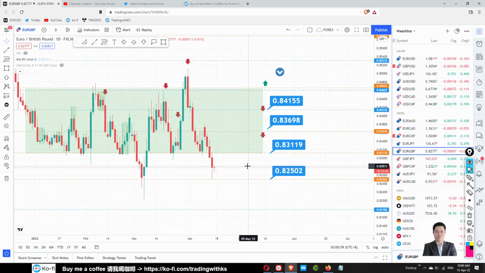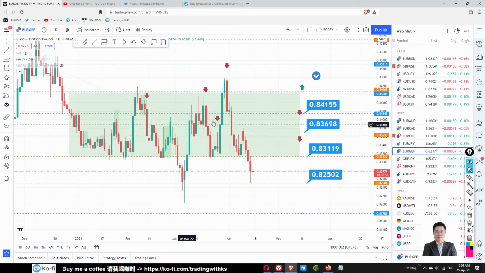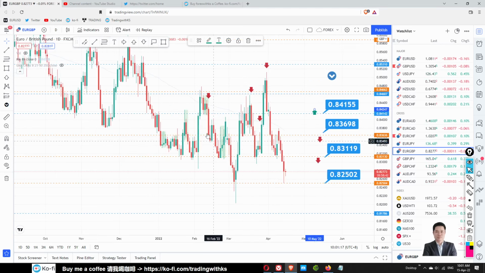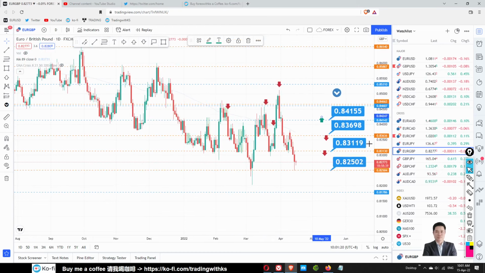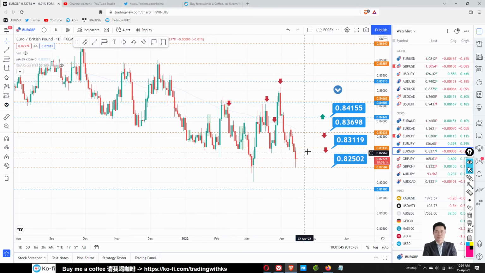Euro pound. Okay, Euro pound, we got first break. Euro pound is still very sideways, but we do have a break over here, so there is a potential sell. This one is still considered a downtrend. But it did make a higher high over here, but then it made a lower low. So this is quite sideways, like a broadening bottom. This is very tricky to trade, but we are still looking for sell due to the price still being in a downtrend. So we are looking to sell any pullback towards 0.83119 or 0.836898.